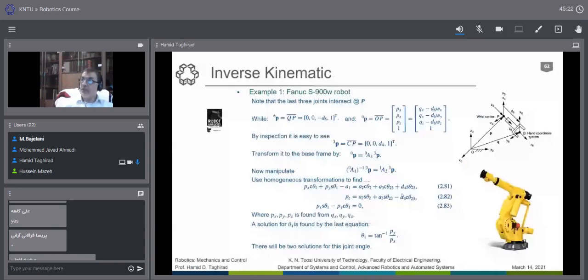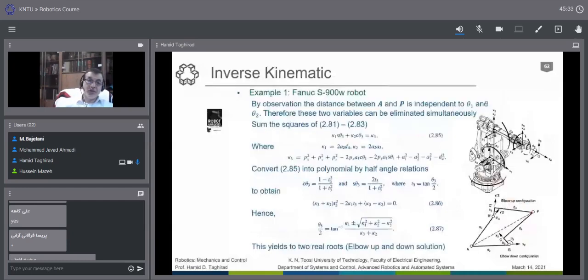If you do the sum, if you just eliminate this, the distance between A and P is independent of theta 1 and theta 2. So you can just simply eliminate theta 2 as well here. By just using the sum of the squares in here, we have Px, Py at theta 1 given. So this part, the left-hand side, is all known variables.